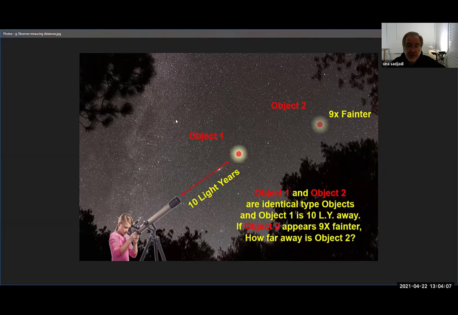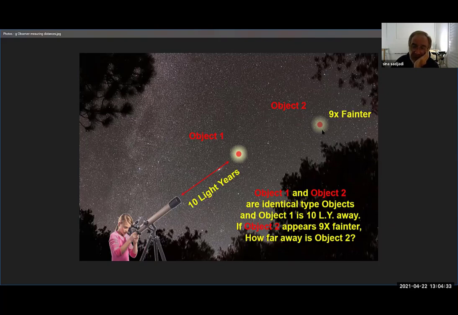Now, the one that I'm showing you here, the star was found to be 10 light years away by very accurately measuring the parallax of the star. So we know object number 1 is 10 light years away. Now we see an identical object. It's the same exact type of star, but it's 9 times fainter.